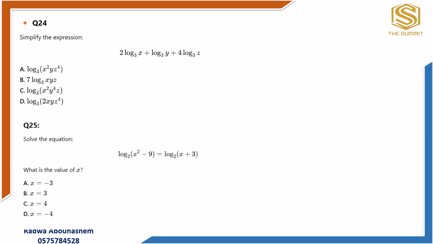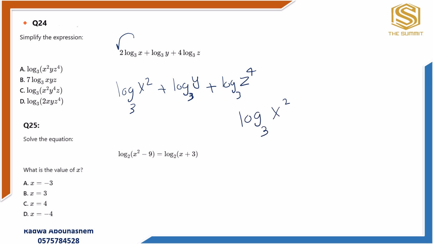Question 24, simplify the expression. Good. Now, if we have a number beside the log, this means it was a power. So it was log x power 2 to the base of 3, and here log 3y plus log the base of 3 to z power 4. And if we added the logs, this means that originally we were multiplying. So it would be log the base of 3 to x power 2 multiplied by y multiplied by z power 4. This one.